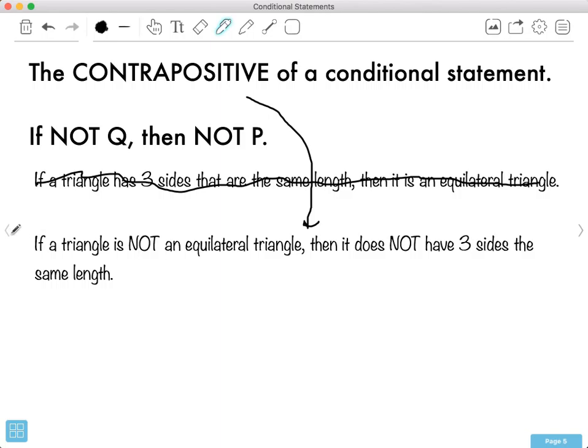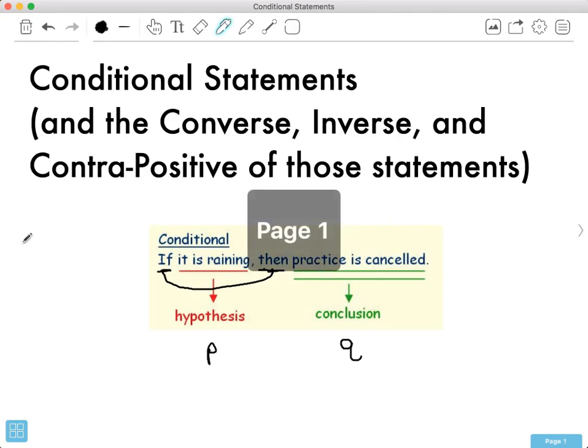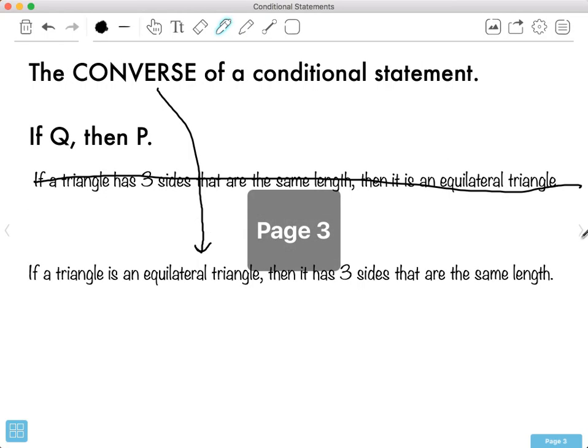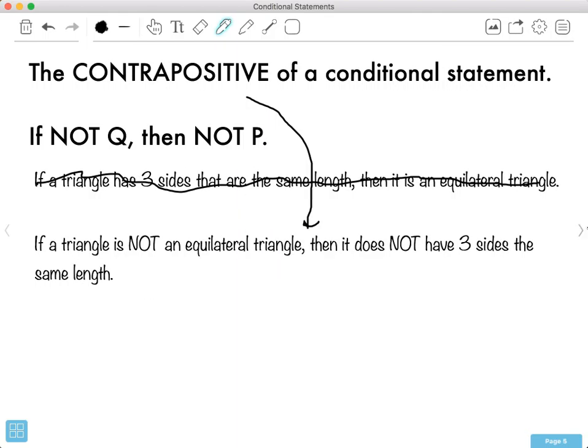So that is writing the converse, the inverse, and the contrapositive of any conditional statement. Just do what I did there, using your hypothesis and your conclusion from whatever conditional statement you're looking at.